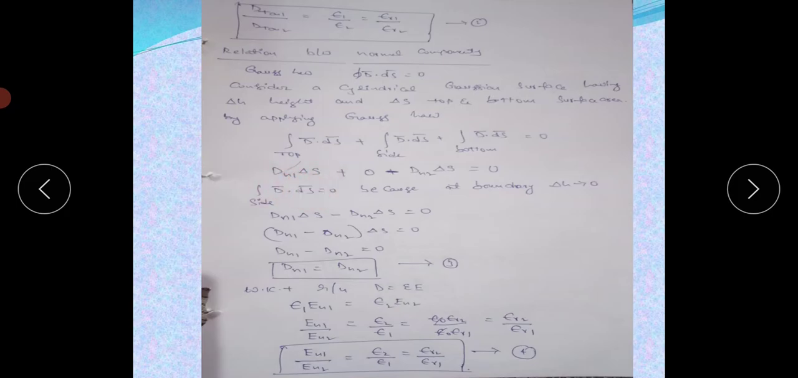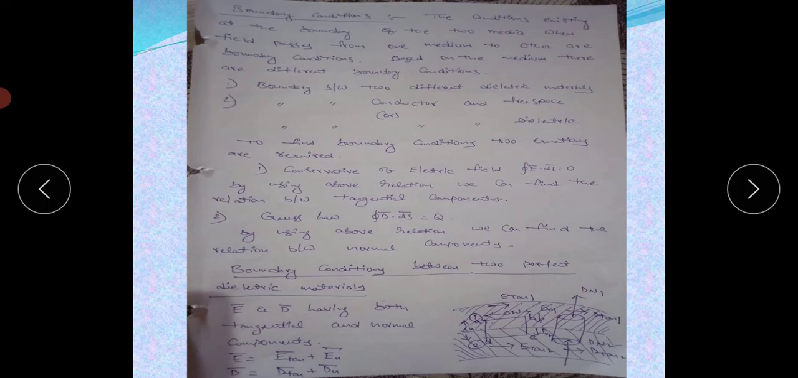So the first term in the integration equals Dn1 into delta s. Okay, next, the second one, the side surface. As in the previous case, here also at the boundary the delta h value tends to 0. If delta h tends to 0, the side surface area equals 0, and automatically the second term becomes 0.